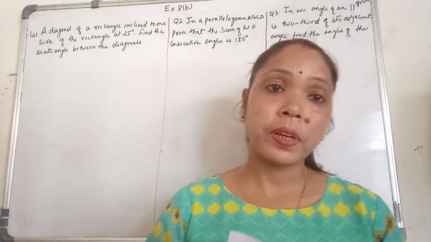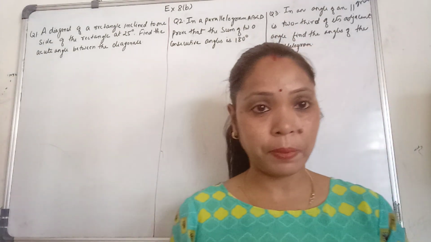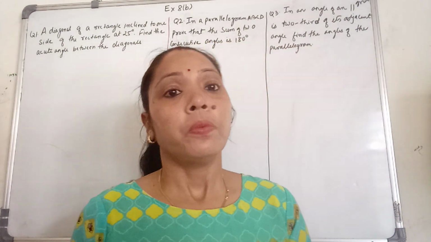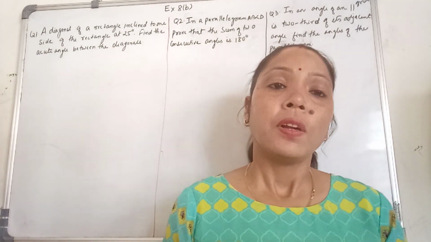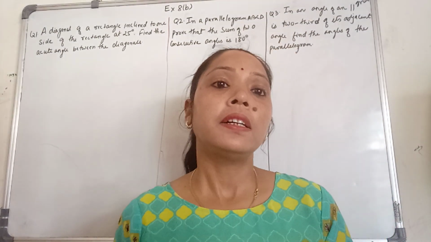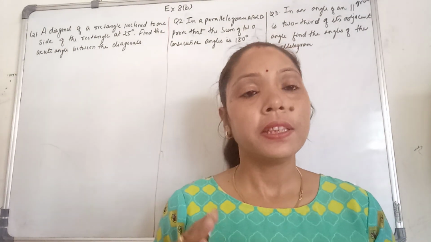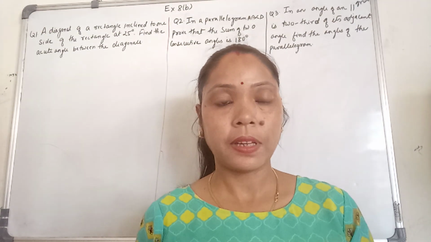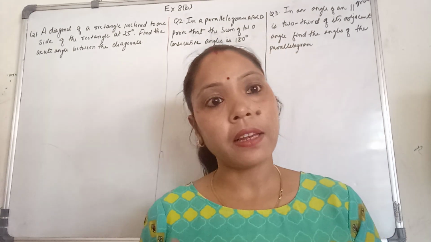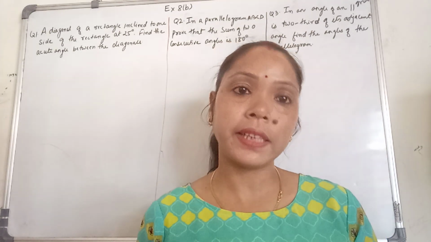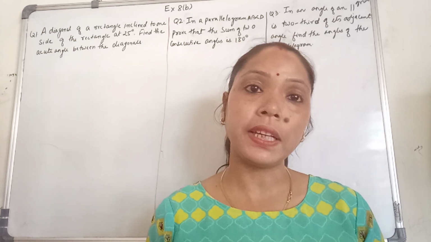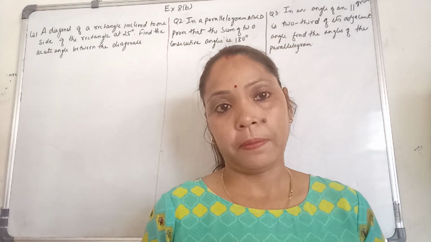Students, in today's class we are going to discuss exercise 8b. As you know, we already discussed exercise 8a, which is based on the quadrilateral. Quadrilateral means the four-sided figure and the sum of all the angles is 360 degrees. A quadrilateral has four angles, so angle A plus angle B plus angle C plus angle D equals 360 degrees, and this property you already used in exercise 8a.